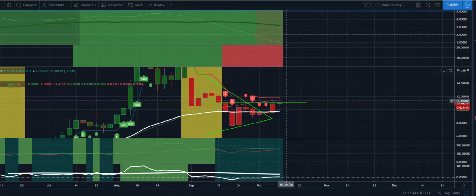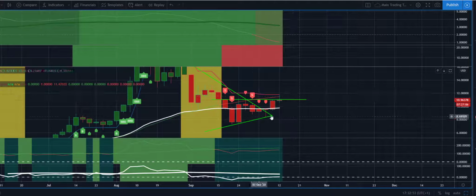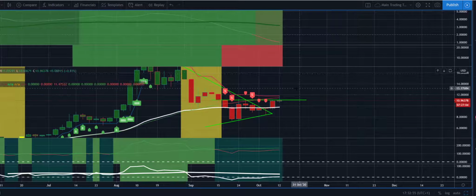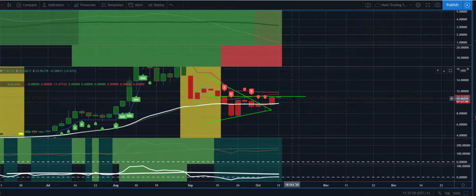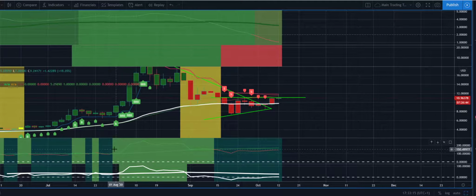So we really would like to see a close above 11 and to start seeing a green candle before we start getting really bullish. But we have broken up from the trend line, so that is a very good start. So we're starting to see some good signs, but unlike Bitcoin, the Chainlink chart isn't looking as bullish as Bitcoin at the moment. So we'll be watching this very closely to try and see if we get above this trend line and start flipping green.